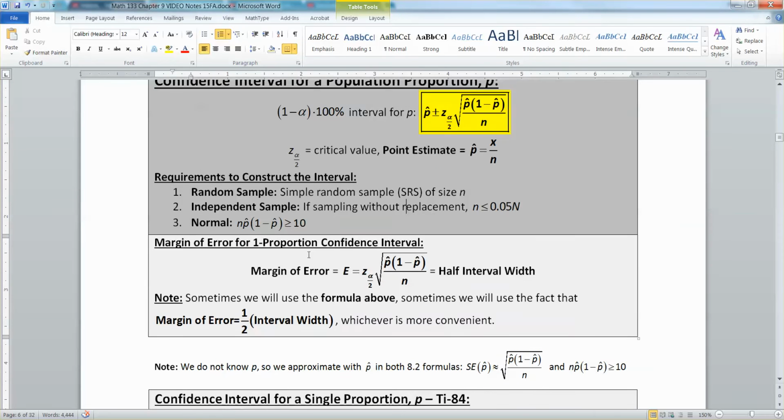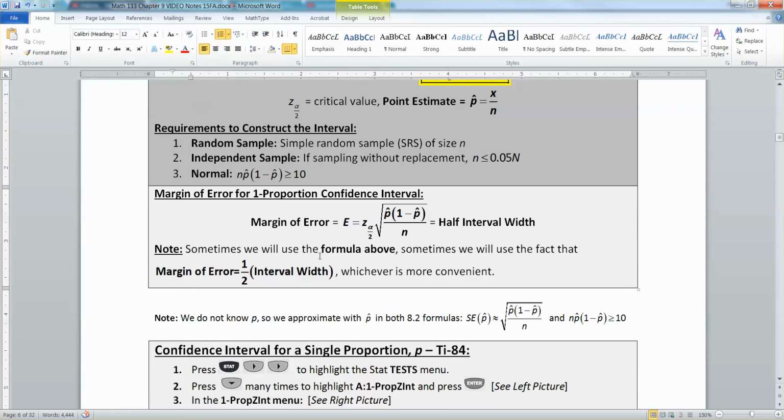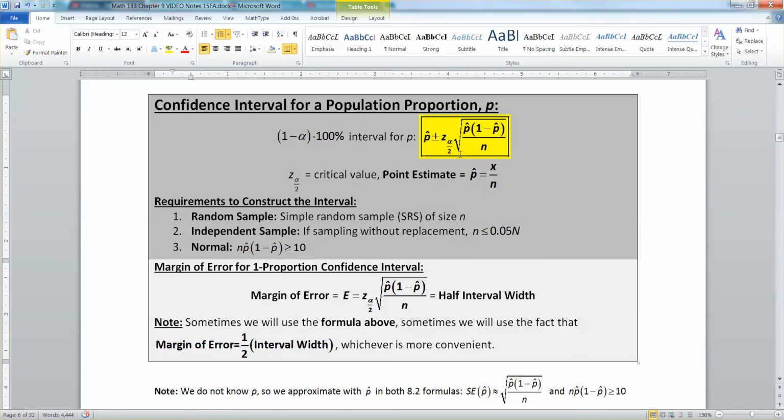All right, so then the margin of error for one proportion confidence interval, that's the back half of that formula, because remember it's the point estimate, p hat, plus or minus your error. So the z alpha over 2 big square root thing, that's your error, which is half of the width of your interval. Now, sometimes we'll use the formula part of this, right? If we have p hat and all of that, and we'll go through all the trouble of finding the formula. If we're given the interval, however, it's just easier to think of it as half the interval width, right? That's kind of simpler. So you use whichever is more convenient for you.